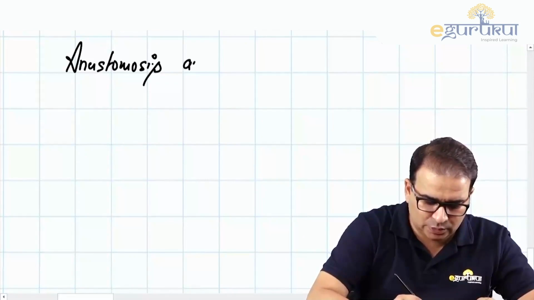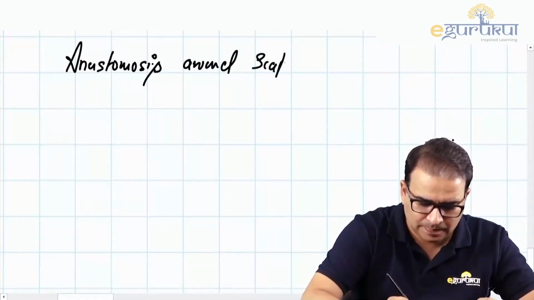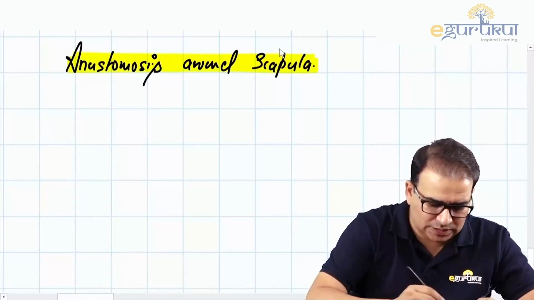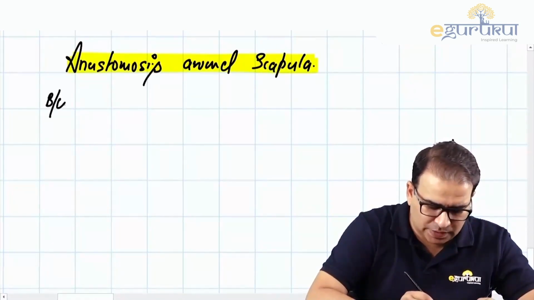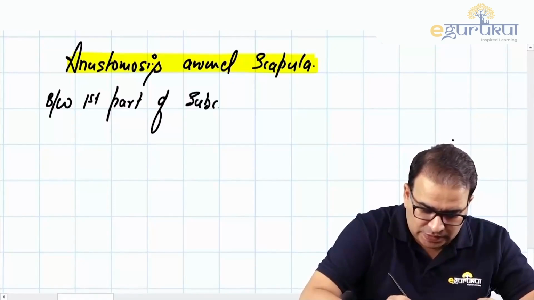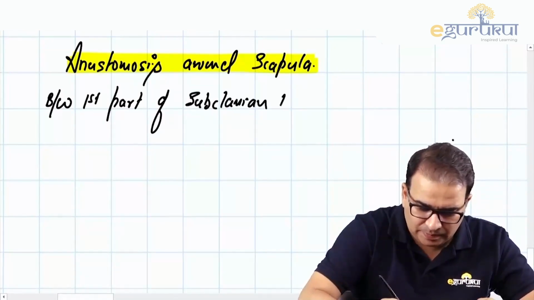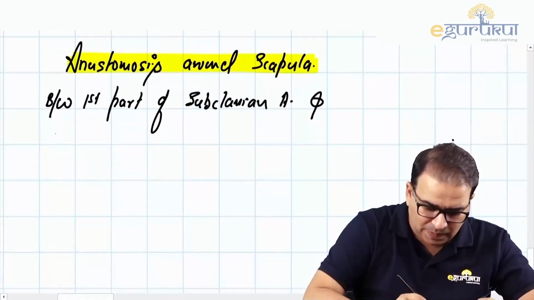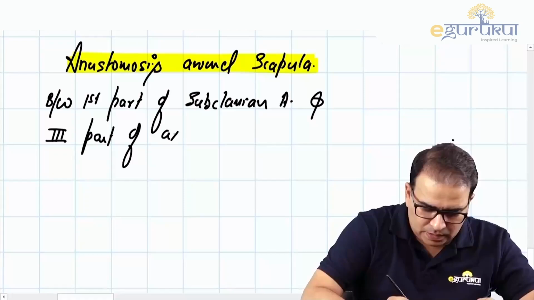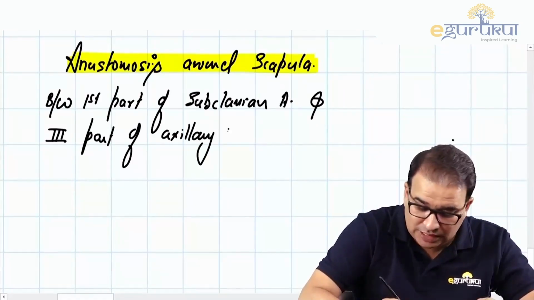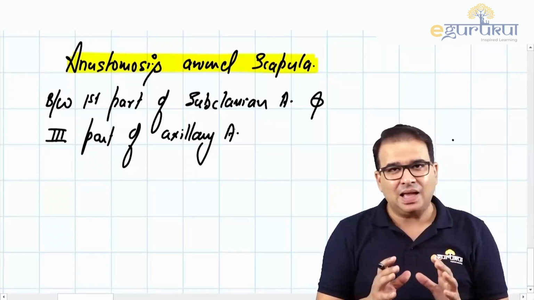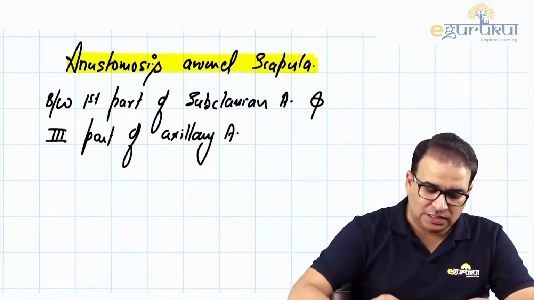So we're talking about the anastomosis around the scapula. Practically, as I said, this scapular anastomosis is present between the first part of the subclavian artery and the third part of the axillary artery. I'm not saying that there is no contribution from any other part of the axillary artery, but it's mainly an anastomosis between the first part of the subclavian and the third part of the axillary artery.